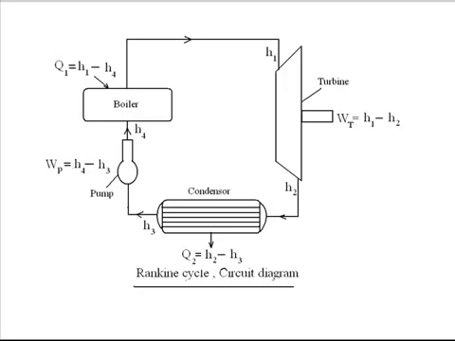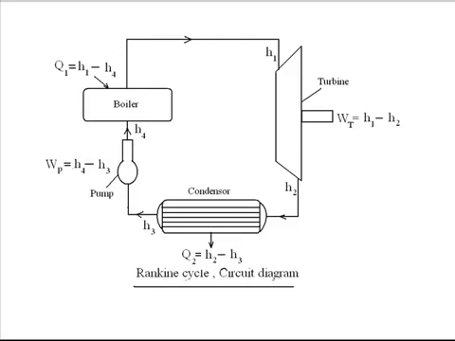Similarly, work is done by the pump, raising the enthalpy of liquid water from H3 to H4. So the net specific work done by the pump will be H4 minus H3, because H4 is greater than H3. Similarly, water is entering the boiler with enthalpy H4 and coming out with enthalpy H1. So the net heat addition inside the boiler is equal to the difference between the enthalpy of steam exiting the boiler and the liquid water entering the boiler, that is H1 minus H4.